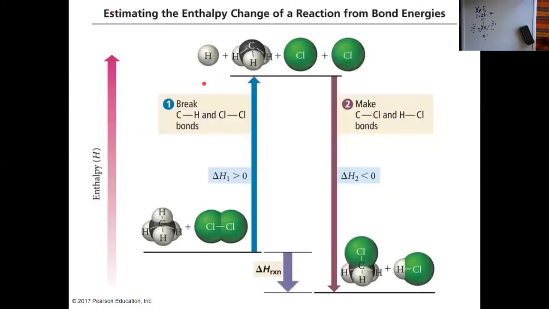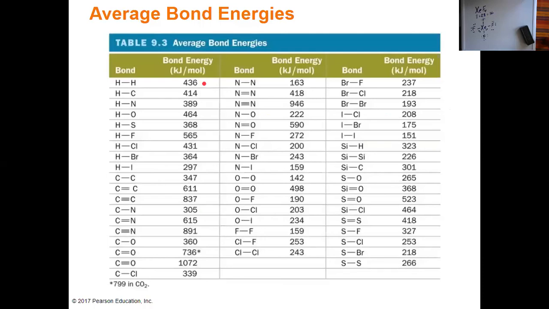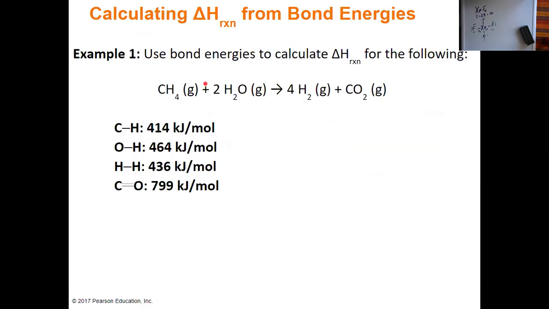So this is a whole big list of the bond energies that you can reference when you're doing problems. You do not have to memorize this table, you just have to be able to use it. But let's look at two examples. Use bond energies to calculate delta H for the following reaction. I pulled the bond energies off the table already so we can look at them.